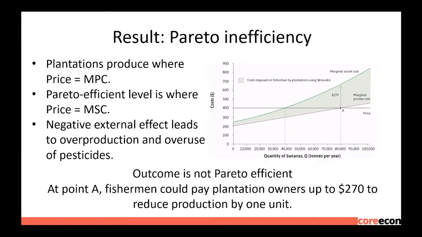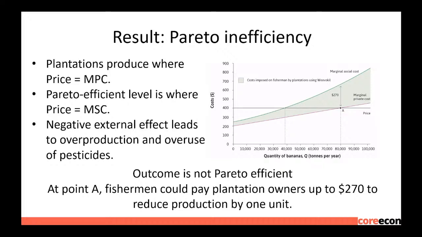So where does this market lead to, right? So we need to introduce the standard notion of price being set at marginal private cost in this competitive example of banana owner production. Note that this leads to a price which is too low, right? Because it doesn't capture that extra cost imposed on the fishermen. If you were to add these $270 that in fact could be paid directly from the fishermen to the plantation owners in order to avoid such overproduction, you would be able to do better. So that's why we're not in a Pareto efficient situation.